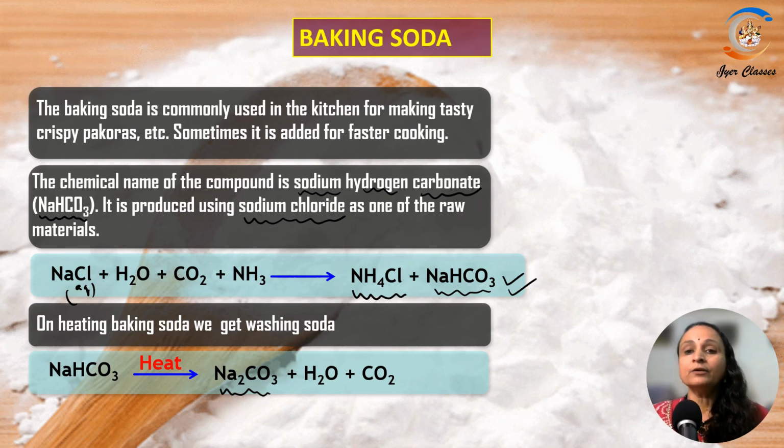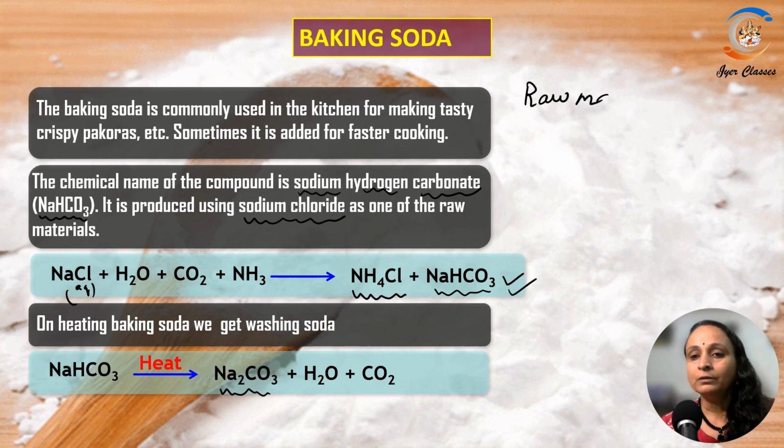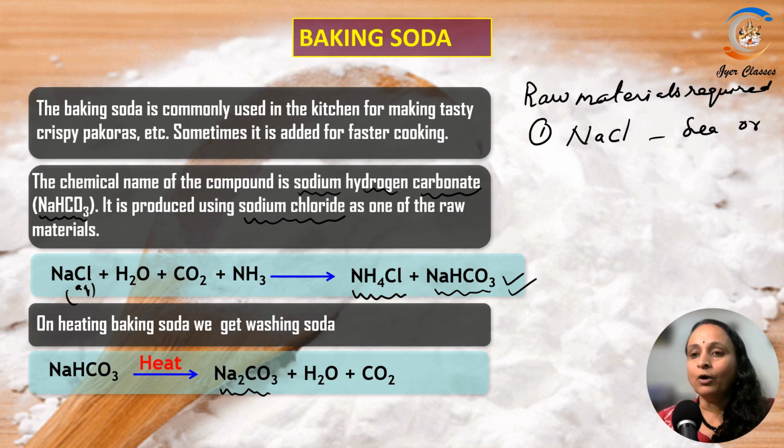So now what are the raw materials which are used? Raw materials required. The first thing is NaCl. कहाँ से मिलेगा? तो C से मिलेगा, or you will be getting it from the rock salt. The second, you want carbon dioxide. Where do you get it from? You can get it from any source.